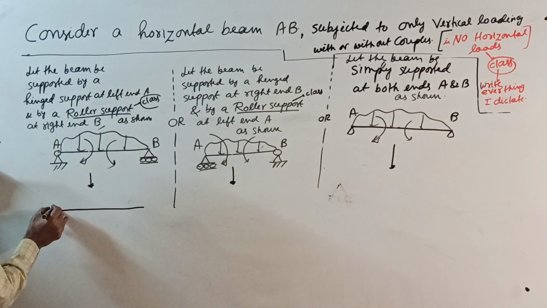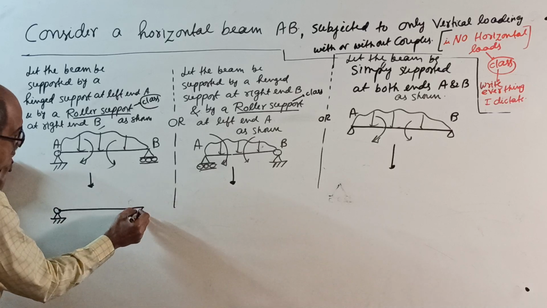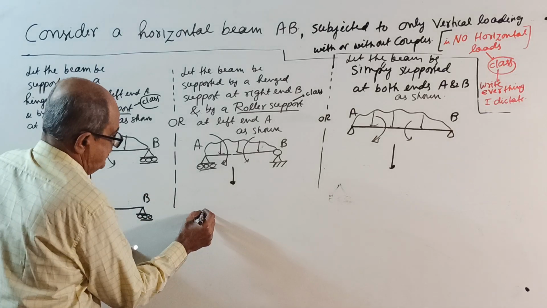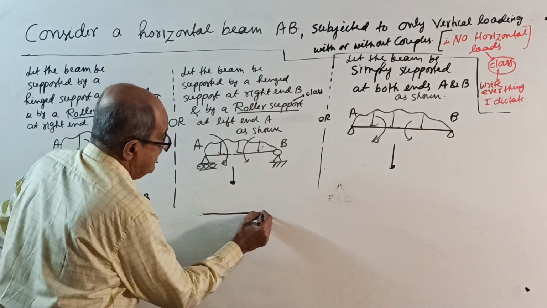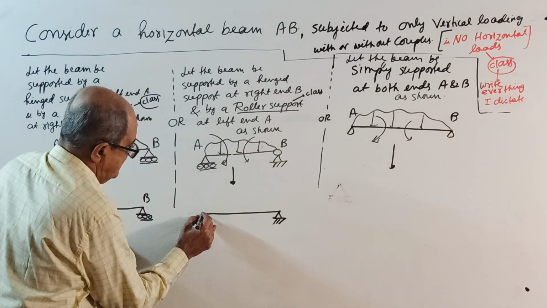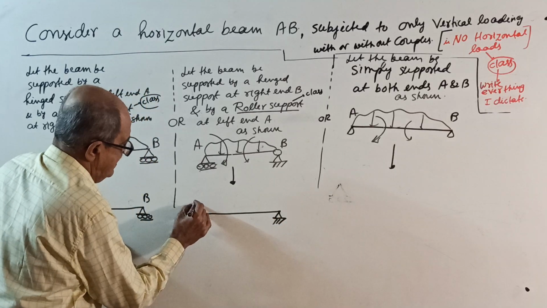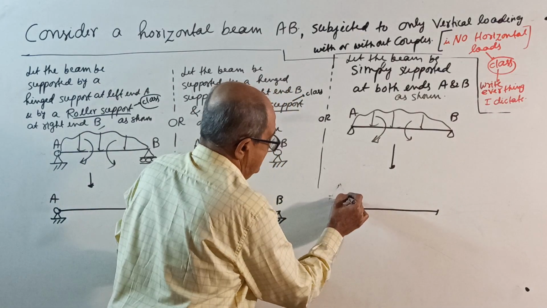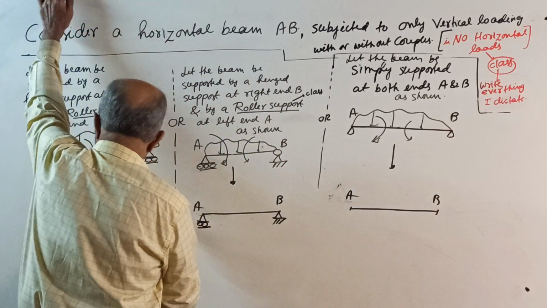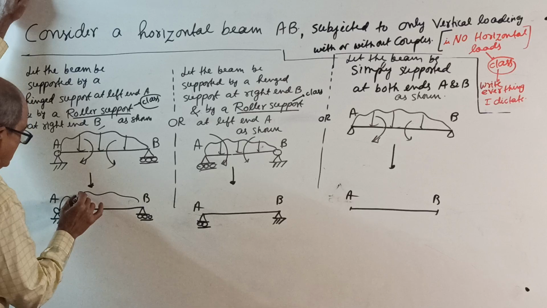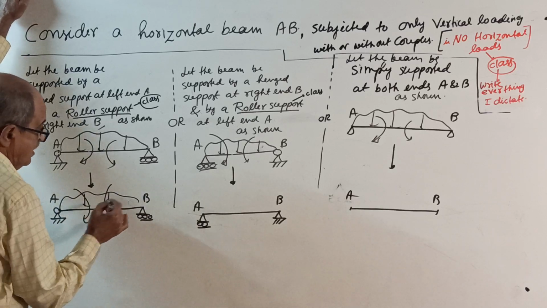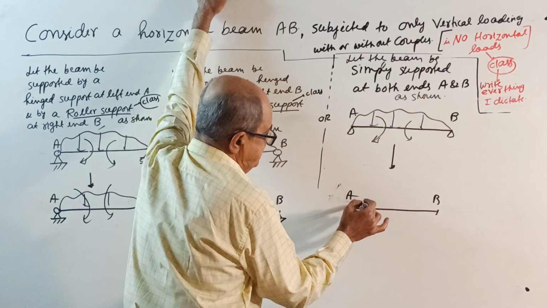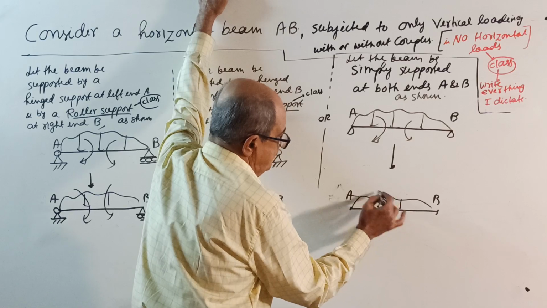For this beam, I will dictate now. A, B: here the roller and hinge are there. A, B: here simply supported. With the loading, show the loading. Random loading with or without couple. Those who are serious should understand each and everything.